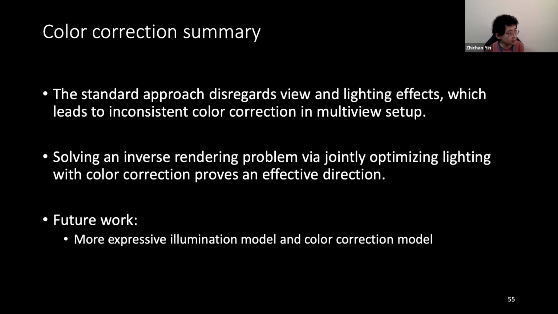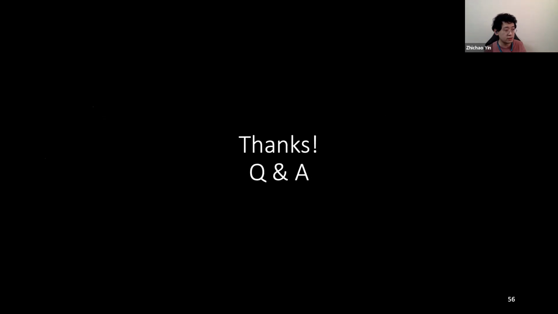To summarize, the standard approach disregards the view and lighting effects, and it can lead to inconsistent color correction in a multiple view setup. We can solve an inverse rendering problem via jointly optimizing the lighting with color correction, and it proves an effective direction. As future work, we aim to explore more expressive illumination and color correction models. That's all we have today. Thanks for your attention, and we're happy to take any questions.